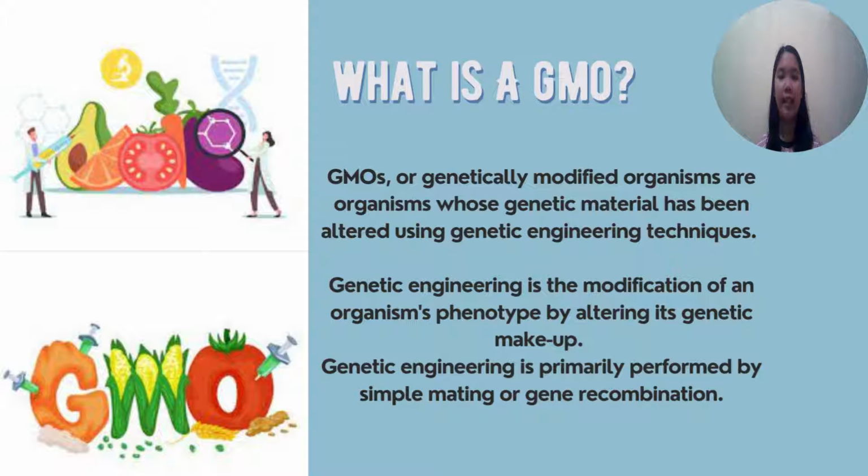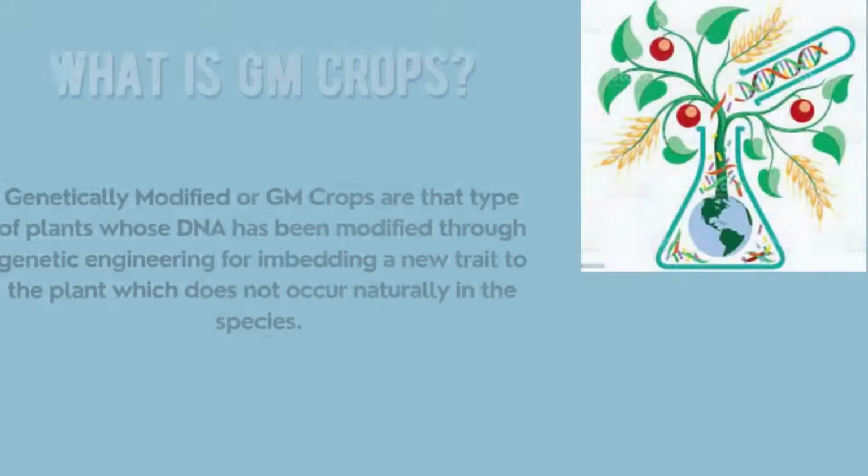So first, what exactly is a GMO? GMOs, or genetically modified organisms, are organisms whose genetic material has been altered using genetic engineering techniques. They are used to produce medicines, genetically modified food, and in scientific research. Genetic engineering is the modification of an organism's phenotype by altering its genetic makeup. Genetic engineering is primarily performed by simple mating or gene recombination.